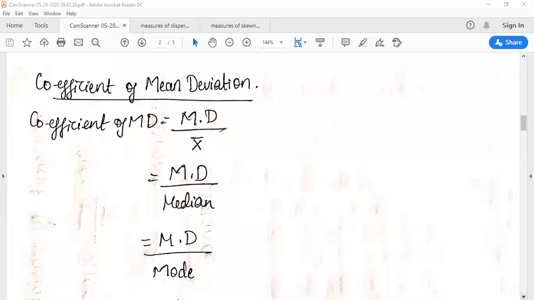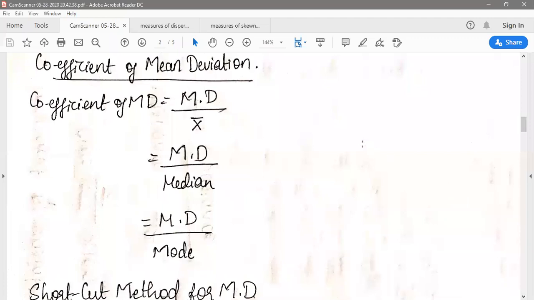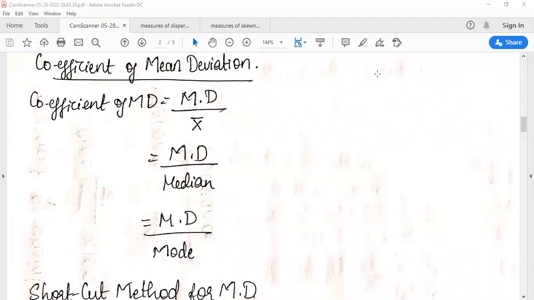Now going on further, we understood the mean deviation absolute measure, but we are also supposed to understand the coefficient of mean deviation, that is the relative measure. The first thing you have to understand is mean deviation can be derived from arithmetic mean, from median, and also from mode. But majorly preferred are arithmetic mean and median. Mode you will not be able to find always, because mode is usually ill defined.